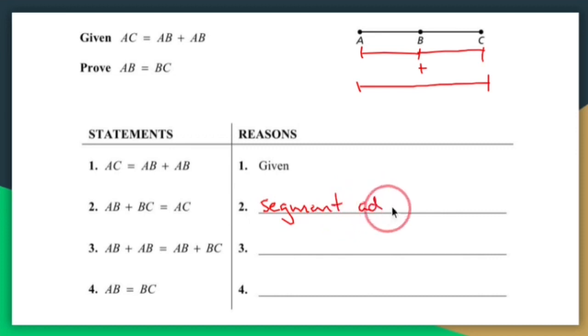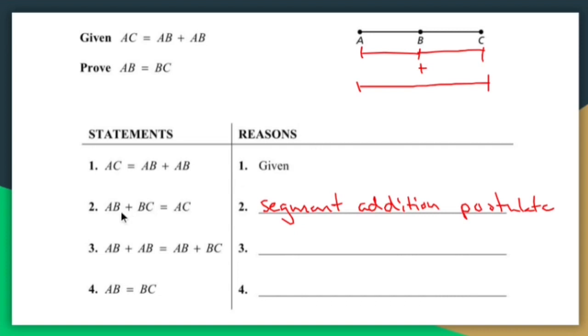Let's write that out. Segment addition postulate. One more time, whenever you add segments, two or more, to get a larger segment, it's called the segment addition postulate. Similarly, when you do the same thing with angles, it's called the angle addition postulate. So if angle 1 plus angle 2 equals angle whatever, that's the angle addition postulate. That's step 2. We're done.